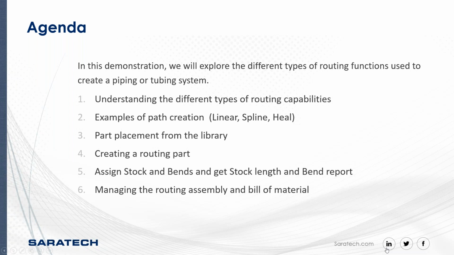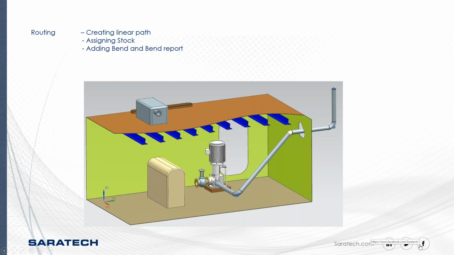Today's agenda in this demonstration: this will be a live demonstration in NX. We will explore the different types of routing functions used to create a piping or tubing system. We will come out of this demo with an understanding of the different types of routing capabilities, examples of path creation, the linear, the spline, the heel, the part placement from the library, creating a routing part from scratch, assigning a stock, bend, and getting stock length and bend reports, and managing the routing assembly and bill of materials. So I'm going to start there.